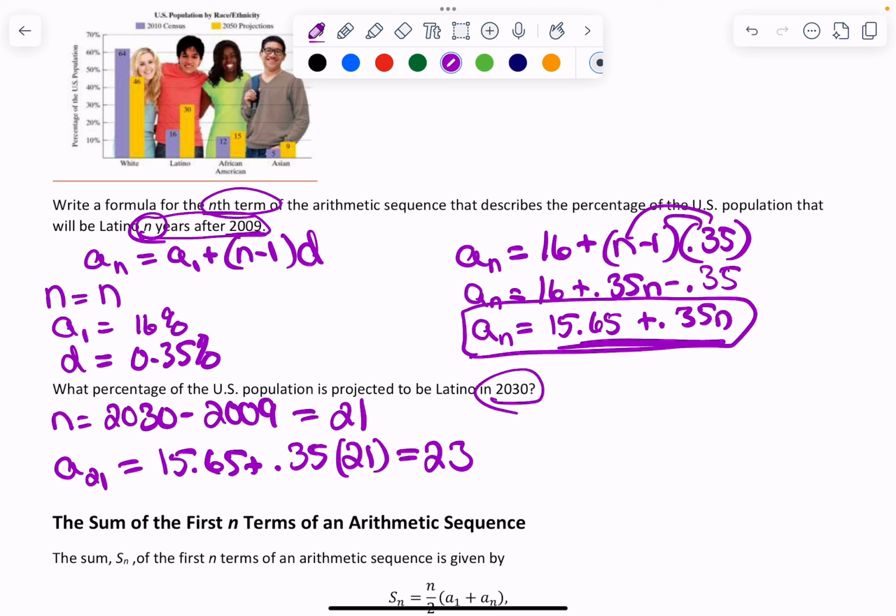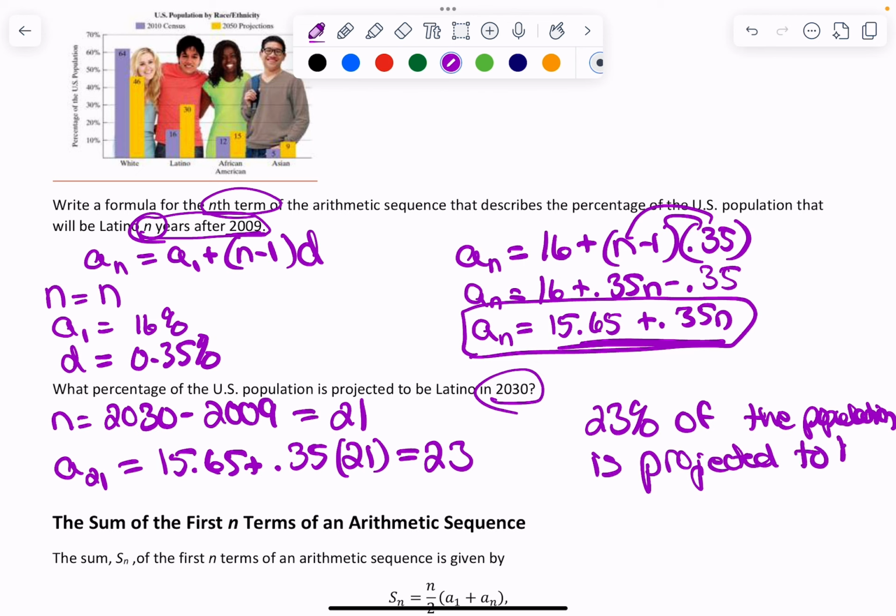So our answer would be 23% of the population is projected to be Latino in 2030.